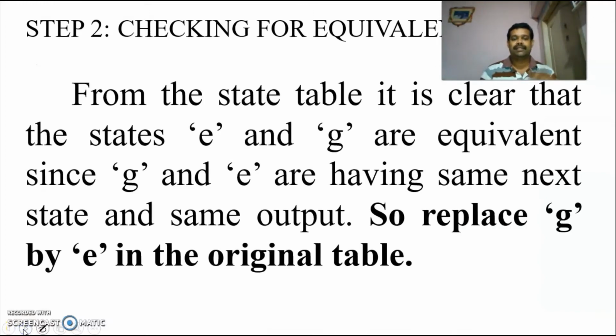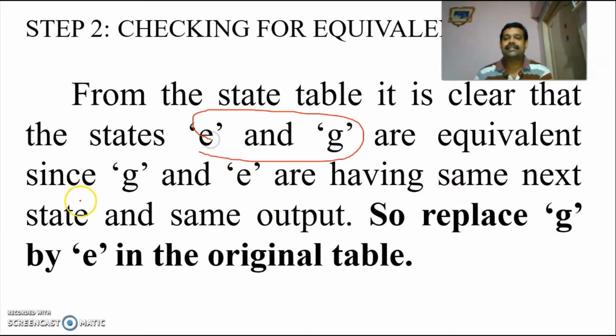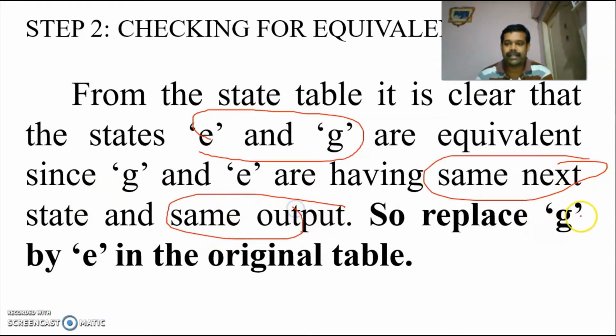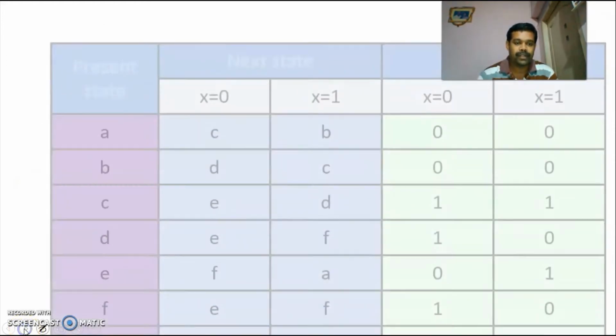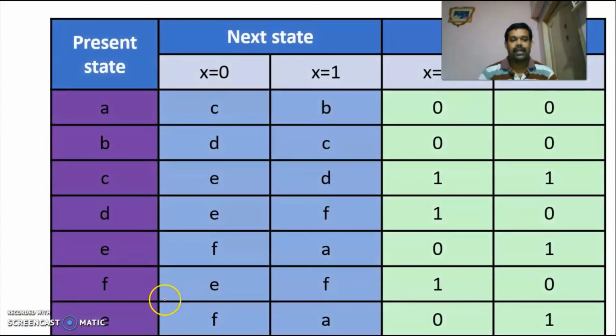So checking for the equivalent state is the next step. Here states E and G are equivalent, since G and E are having the same next state and the same output. So we have to replace G by E. In the table we have replaced G by E. Instead of G we have put E.